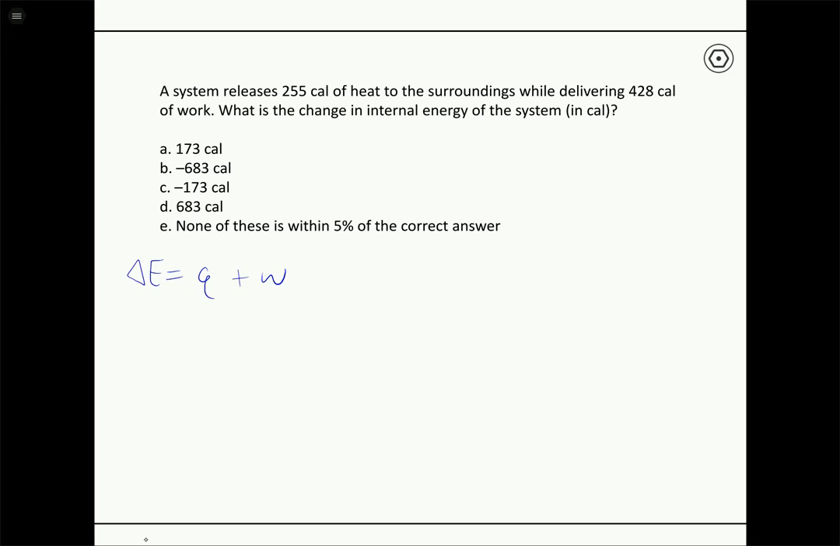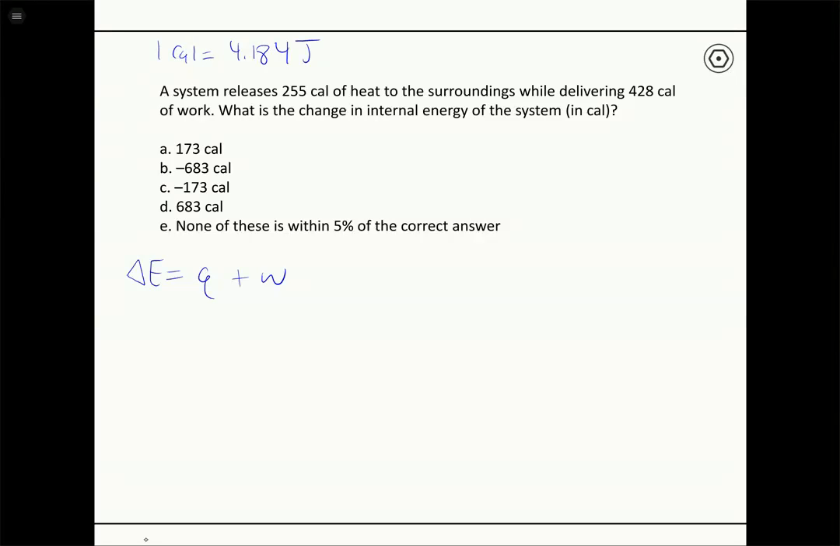Now, as we're going to see in a little bit, we're going to deal with Q and W separately. But in this problem here, we're looking at the combination of heat and work. So we have a system that releases 255 calories of heat to the surroundings while delivering 428 calories of work. Calories is just another unit for energy. 1 calorie is 4.184 joules. So basically a calorie is the amount of heat needed to raise 1 gram of water by 1 degree Celsius. But it's related to joules, just about a factor of 4 less.